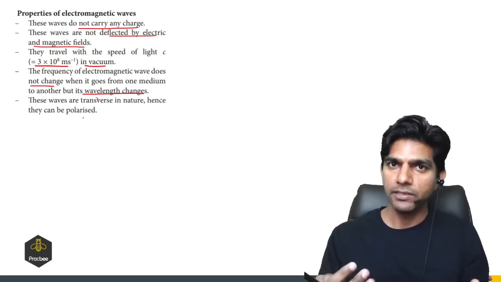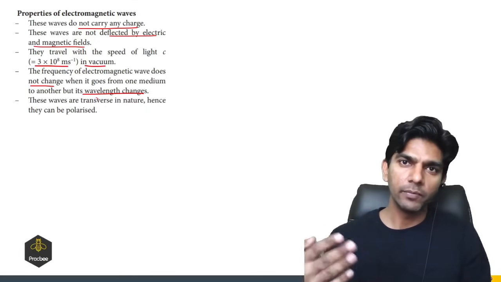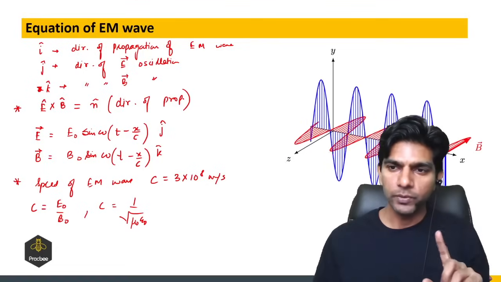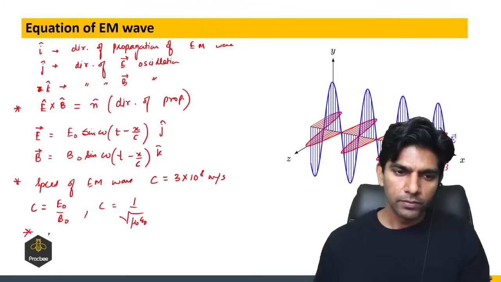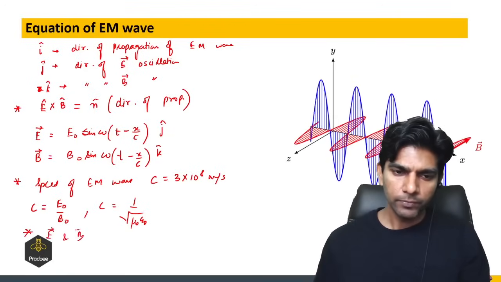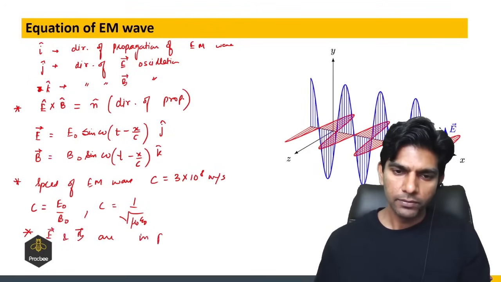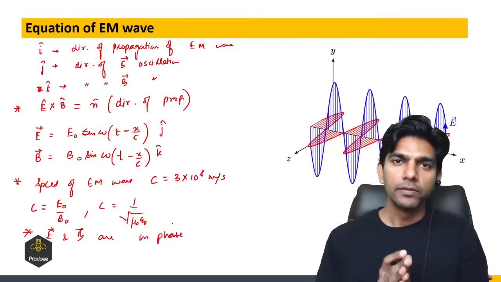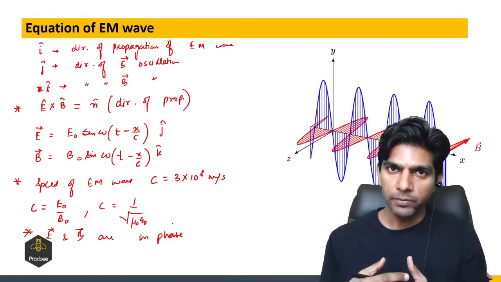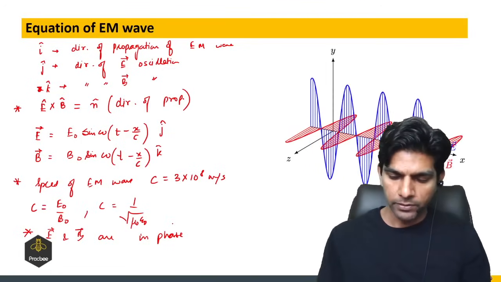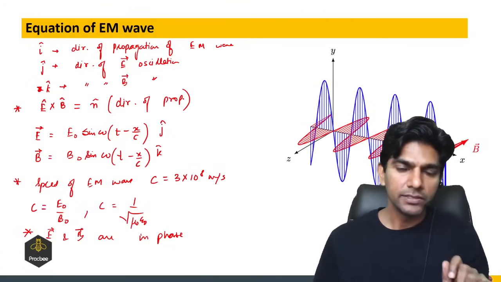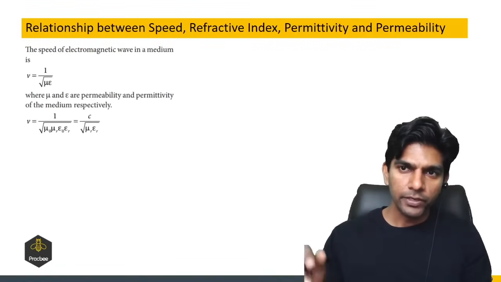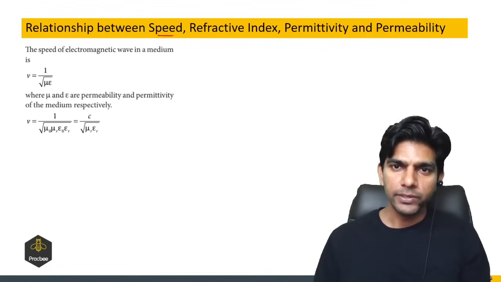So we have seen they have oscillating electric field and magnetic field. And one more thing I forgot to mention, electric field and magnetic field are in phase. E and B are in phase. What does it mean? That both of these become minimum and maximum at the same time. And as you can see from the diagram, both are becoming maximum and minimum at the same time. Okay, right.